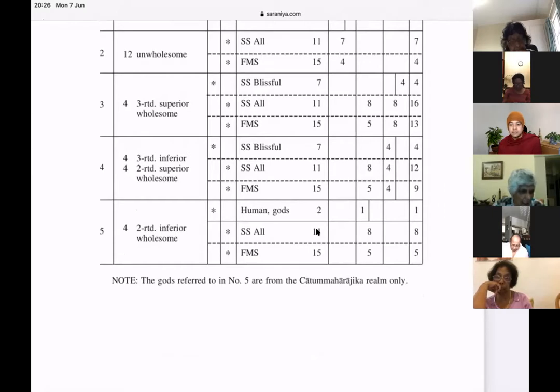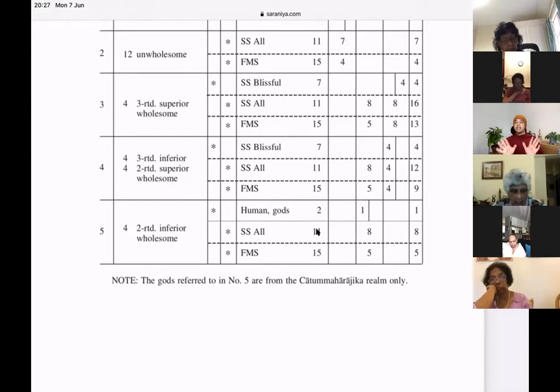Chaturmaharajika is the first realm of the gods. Tavatimsa is the second, and that's where the Buddha's mother was. Then you have Yama, and then the Tusita, where the Maitreya Buddha and our Buddha, when he was the Bodhisattva in the last birth, was. And then the Nimmanarati and the Paranimmita Vasavatti.